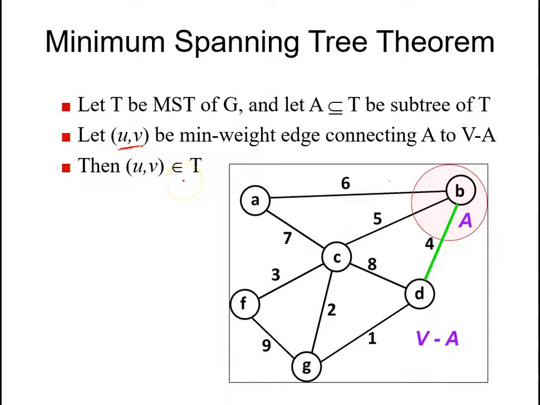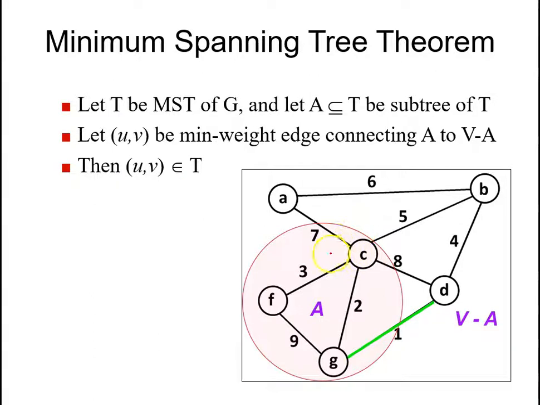And one more example, if we have A including the vertices C, F, and G, and we identify all the edges going out of this set A, we would see that the minimum weight edge is this edge with weight 1. And the theorem tells us that this edge has to be part of the minimum spanning tree.